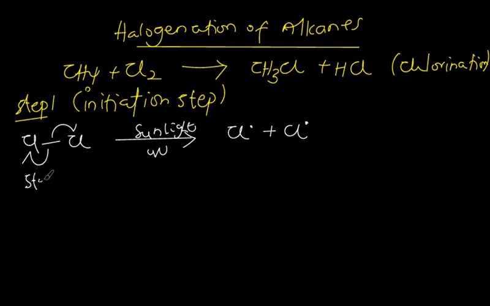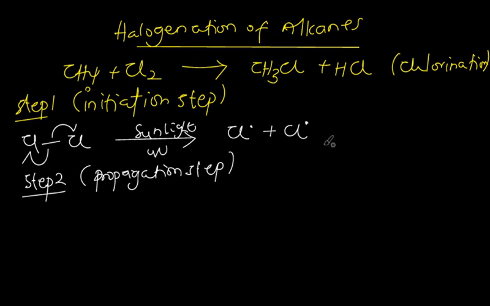Now step 2. Step 2 and step 3 are called the propagation step. Now in the propagation step, what happens? One of the radicals over here, the free radicals, now attacks the methane that we have over here to now form something. So we have the methane CH3 attached to an H, plus the radical.